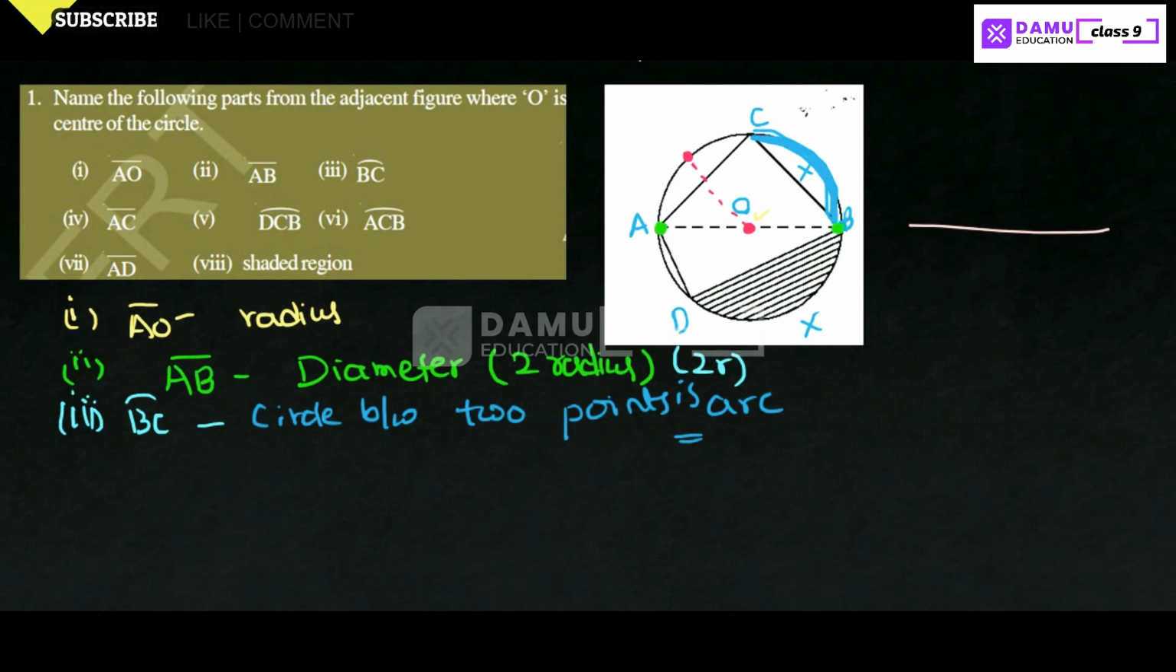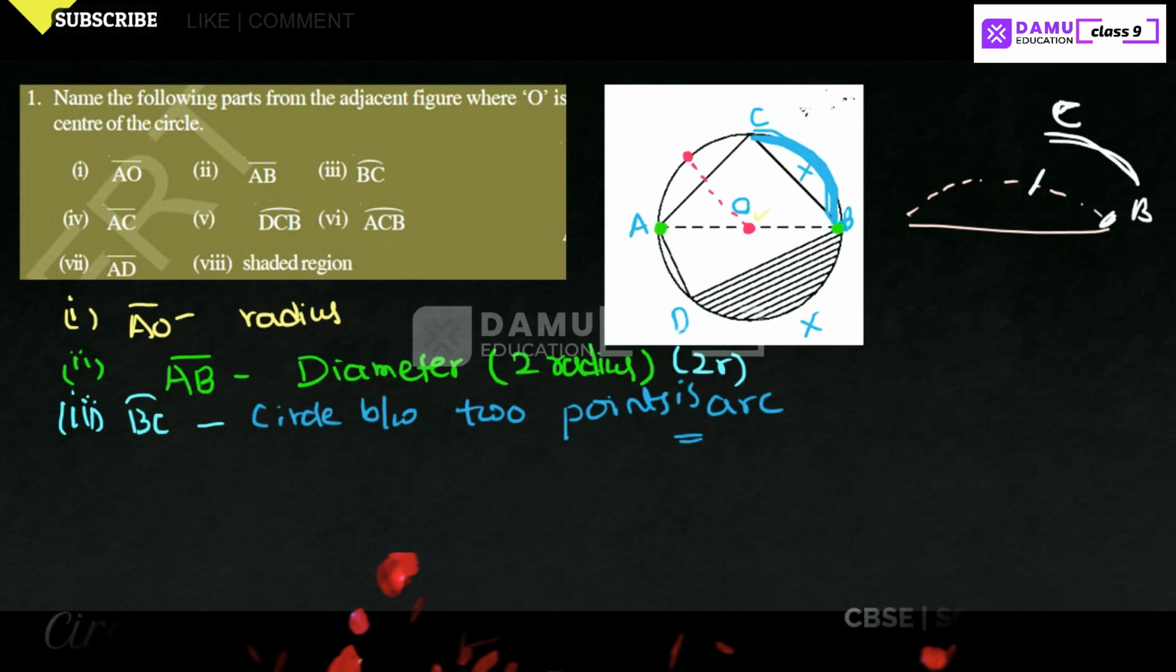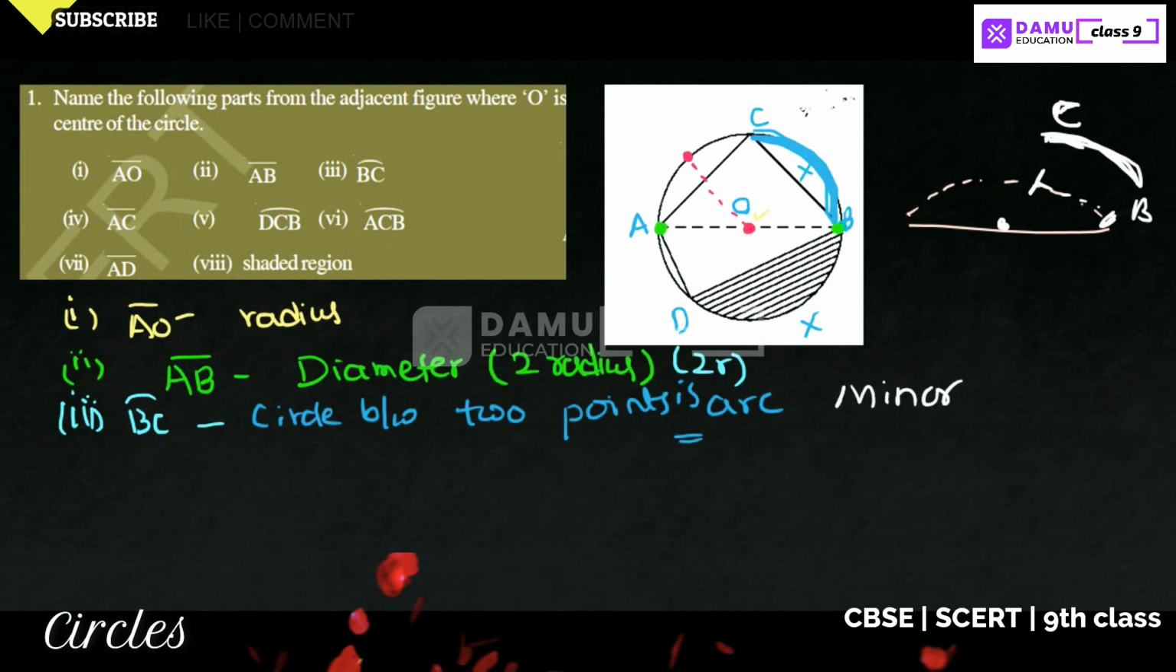Why minor arc? Because it is less than a semicircle. A semicircle will be like this, and here we are taking less than that. Only this portion, this arc, is being taken. This is C and this is B. So if it is less than a semicircle, then it is called a minor arc.